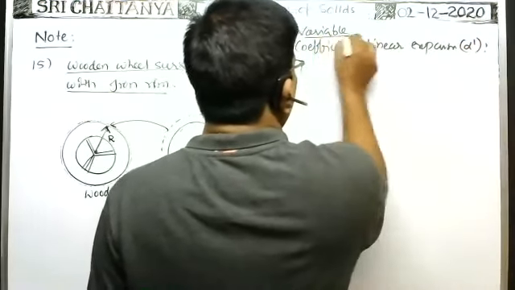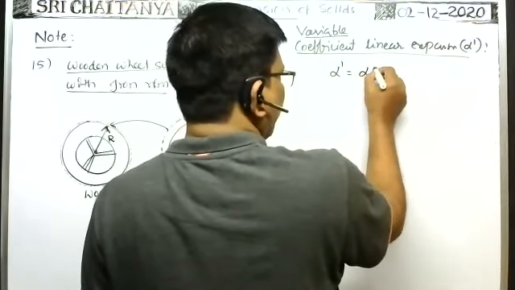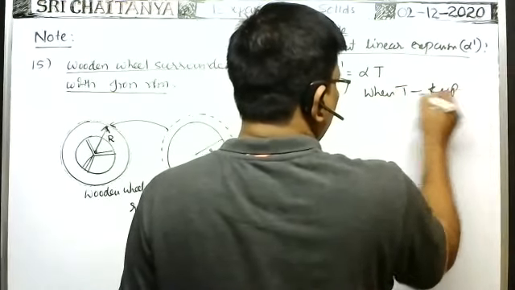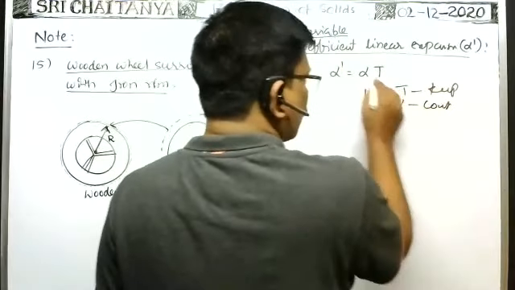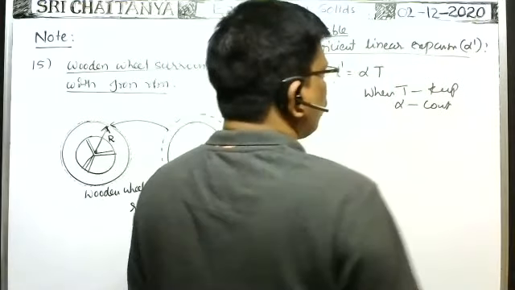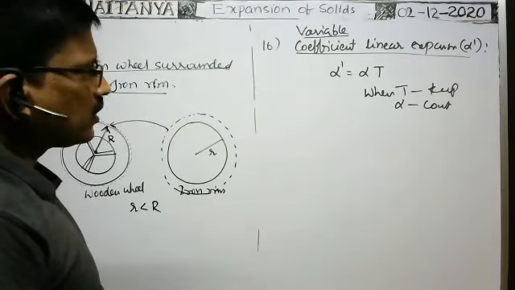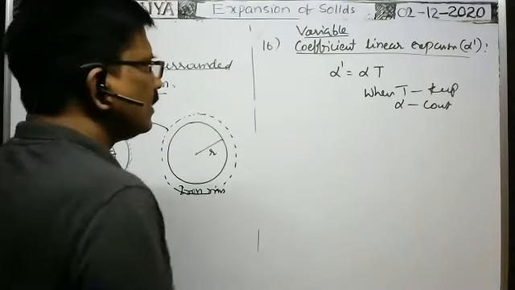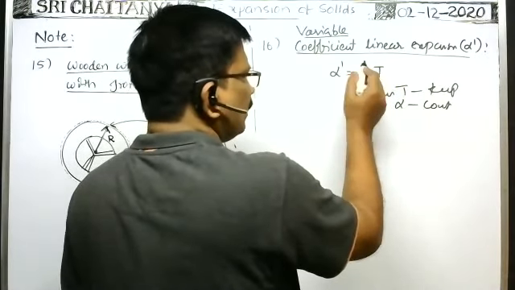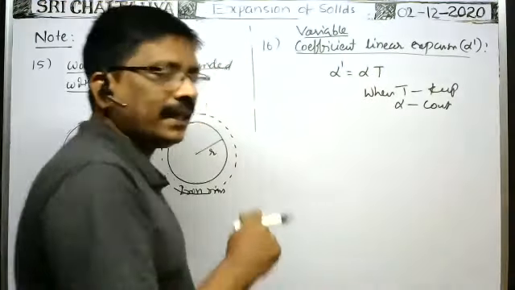The coefficient of linear expansion varies according to the equation alpha into T, where T is the temperature and alpha is a constant. Alpha is not the coefficient of linear expansion in the given formula, it is a constant. Alpha dash we imagine as the coefficient of linear expansion. So whenever there is a variable coefficient of linear expansion that varies with temperature, alpha dash varies with the temperature linearly according to the formula alpha dash is equal to alpha into T. That indicates the coefficient of linear expansion varies with the temperature linearly.